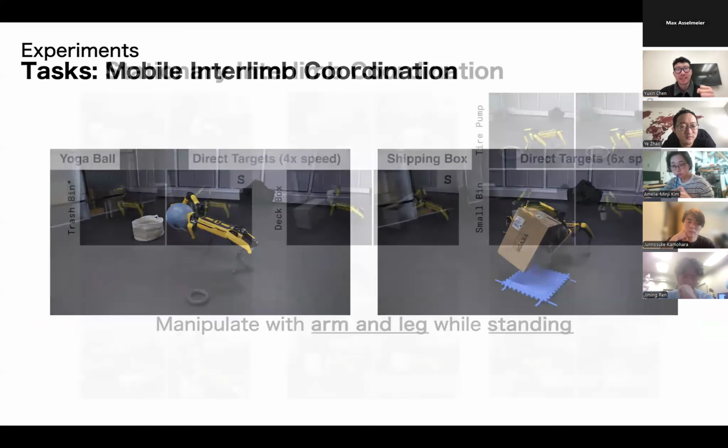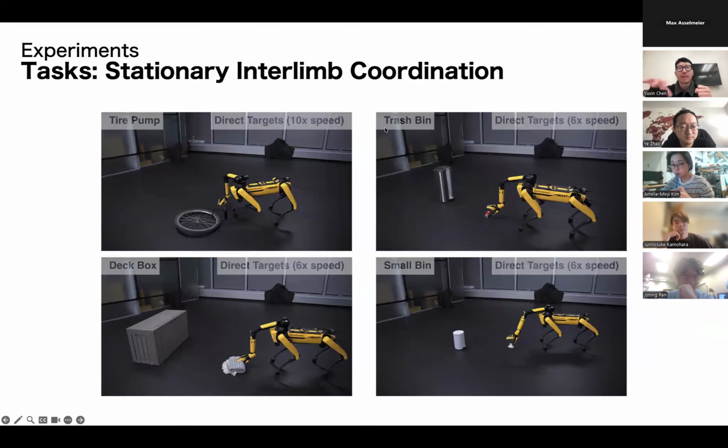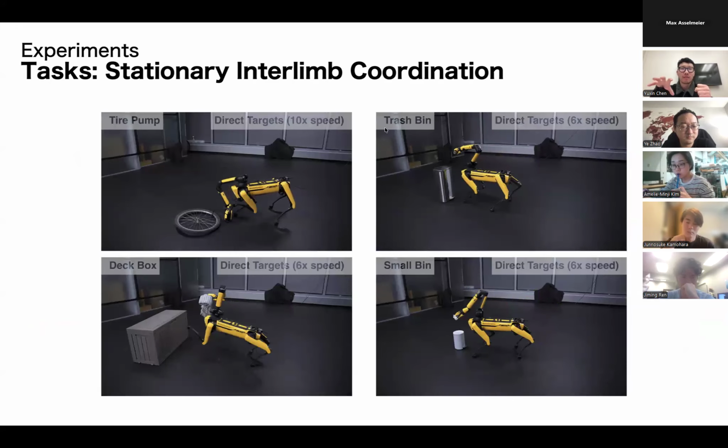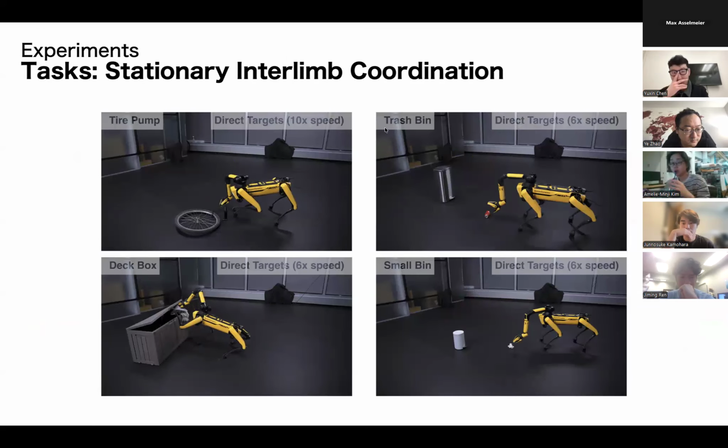In other cases, like during this kind of motion, you can see that during the manipulation we also let the robot just stand there. But once we have a fixed contact with the object, then we start the locomotion.